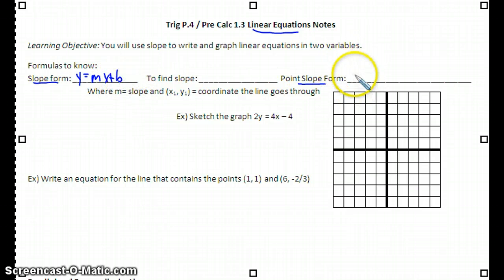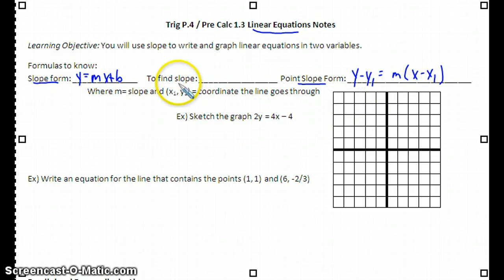Point slope form is y minus y sub 1 equals m times x minus x sub 1. And the x sub 1 and the y sub 1 in this equation here is a point on the line, and the m in both of the equations is the slope.